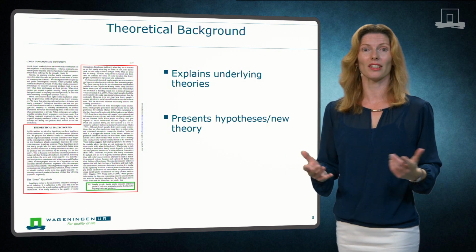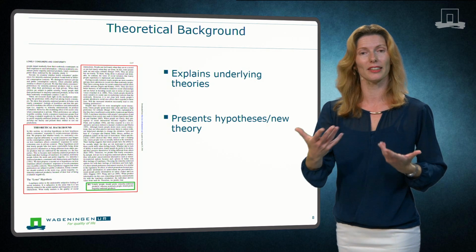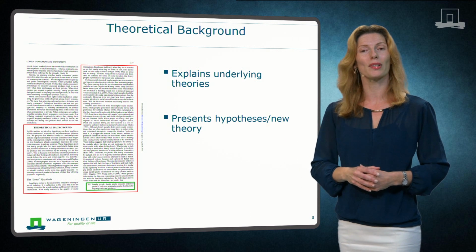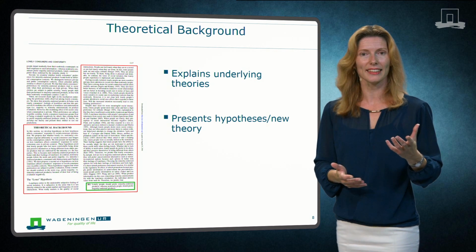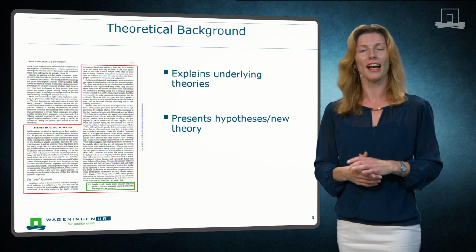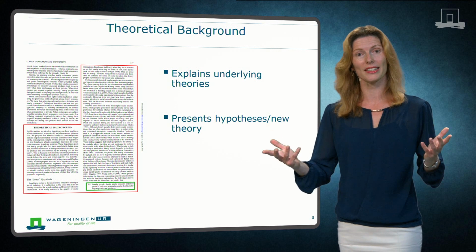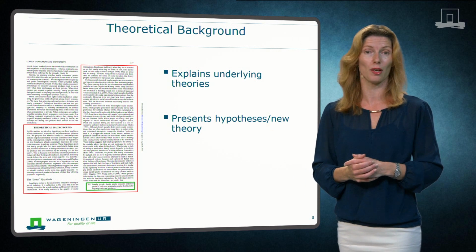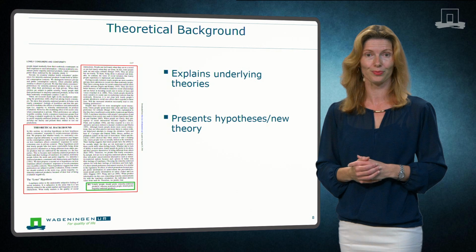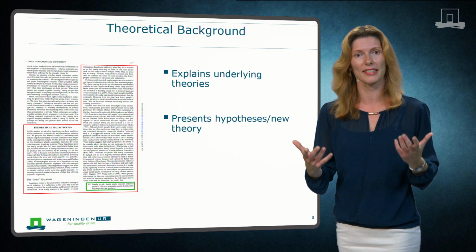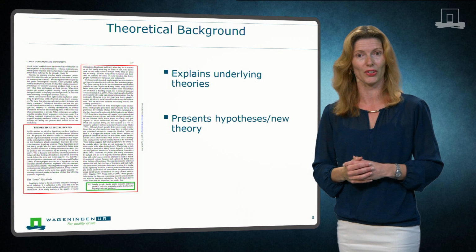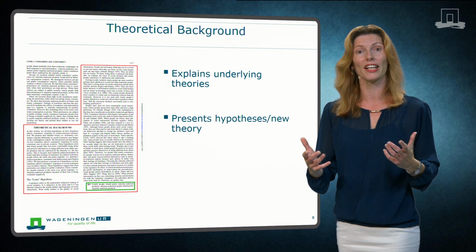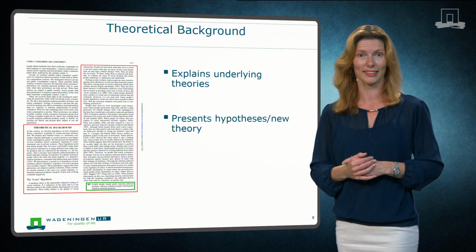Most of the times, an article then continues with the theoretical background, or what is sometimes called a conceptual framework. In this section, the authors explain the underlying theories and present their theory and related hypotheses of the article. A hypothesis is an expectation that the authors have developed on the basis of their theory and that the authors will be trying to answer with the studies.